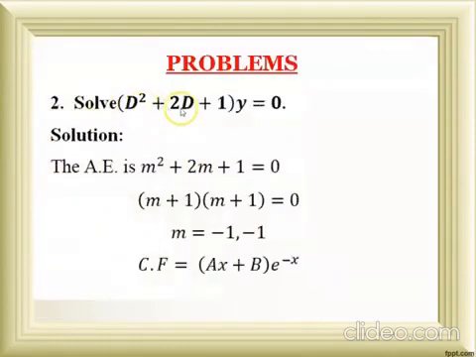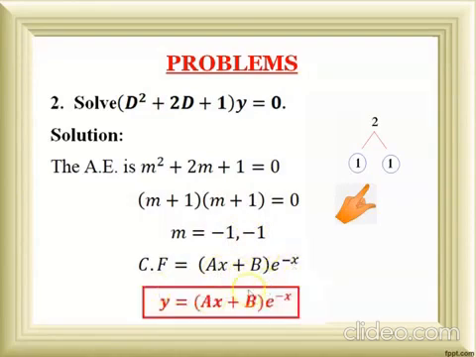Next is (d square plus 2d plus 1) into y is equal to 0. RHS is 0, so find only the complementary function. The auxiliary equation is m square plus 2m plus 1 equal to 0. After factorizing, I will get (m plus 1) squared is equal to 0. Equating each factor to 0, the roots are minus 1, minus 1. The two roots are equal, repeated. Therefore the complementary function is (ax plus b) into e power minus x. The general solution is y is equal to the complementary function.